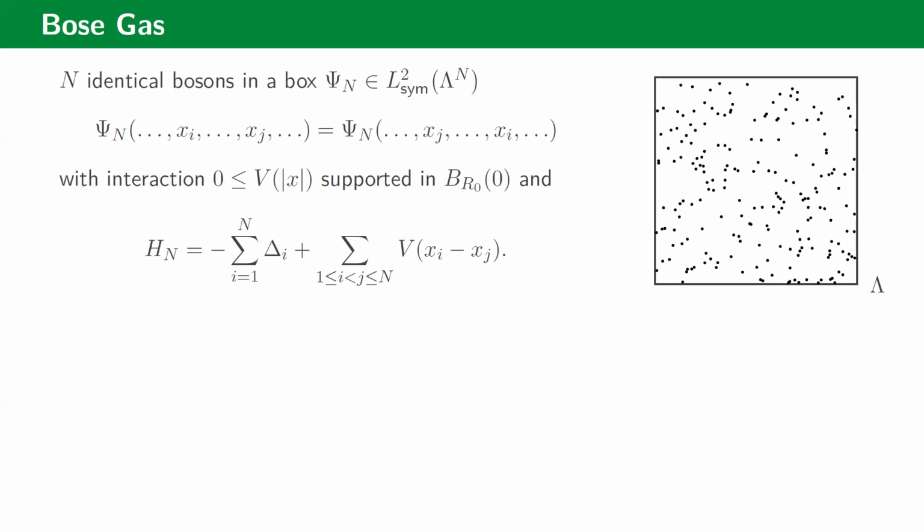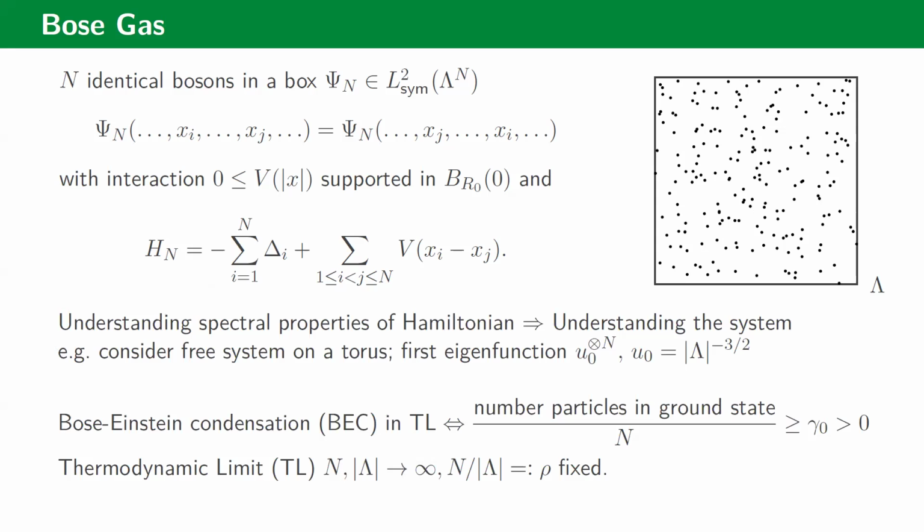With a kinetic term and an interaction term. For me, the interaction term should be positive, radial, and compactly supported. Of course, these are not necessarily physical assumptions, but it makes the analysis way more feasible. And then if I look at this Hamiltonian, if I want to understand the system, I should understand the spectrum of the Hamiltonian.